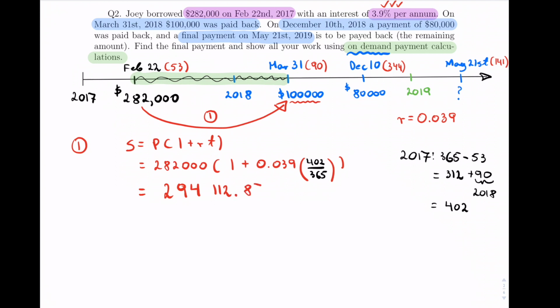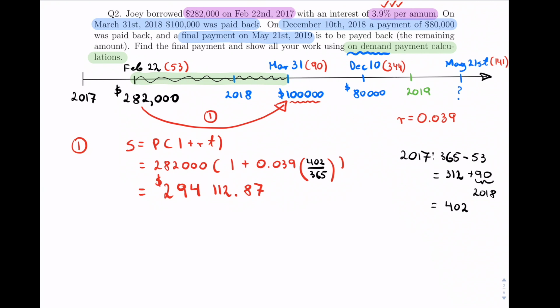294,112.87. So it has grown. I mean, relative, it's still a lot. 3.9% is not terrible. Okay, so now we know this amount of 282,000. We know the equivalent value on March 1st, 2018.